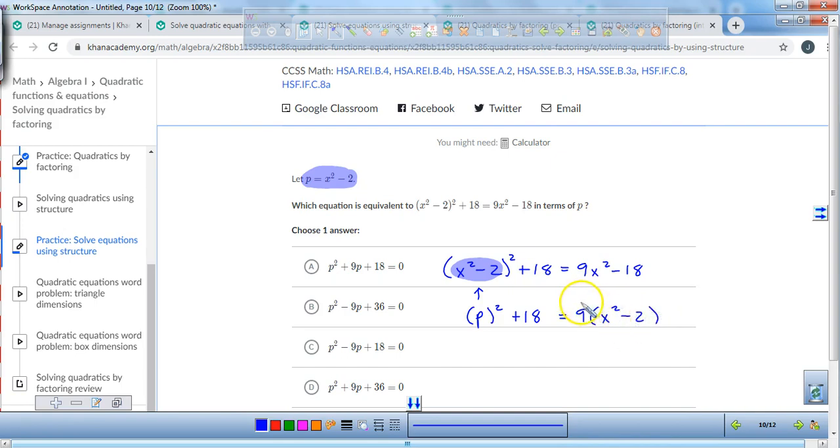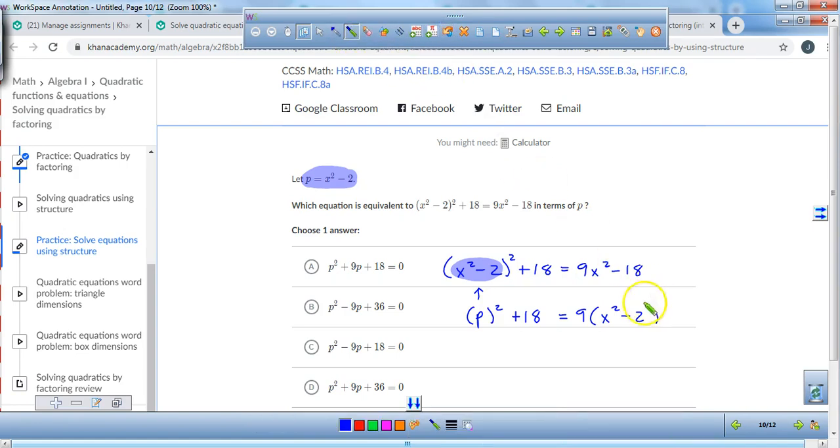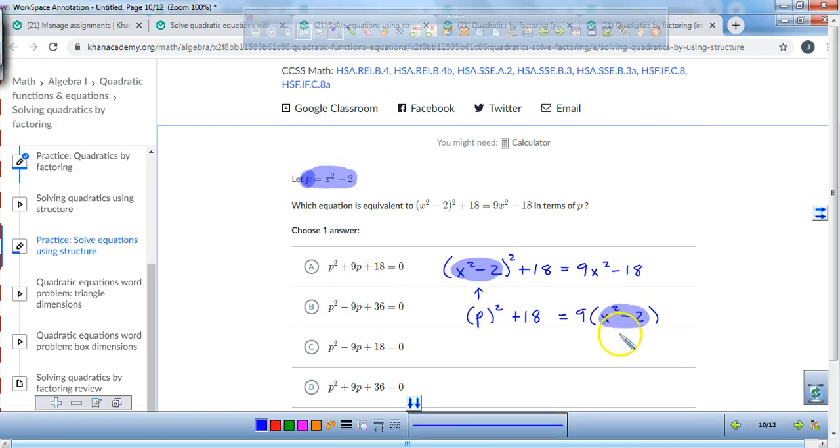Now how do I check that? All I have to do is multiply 9 times x squared, which is 9x squared, and 9 times negative 2, which is negative 18. So you can clearly see that you can factor a 9 out of both of those terms. I'll go back real quick. Look at this, we found another x squared minus 2. And when I say x squared minus 2, you say p. X squared minus 2 is equal to p.